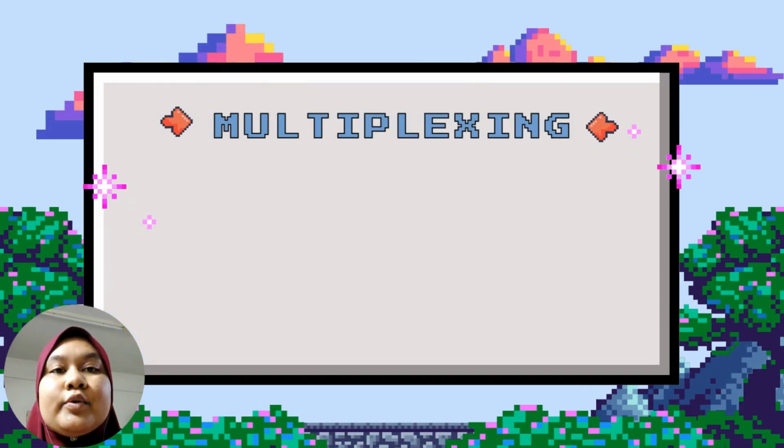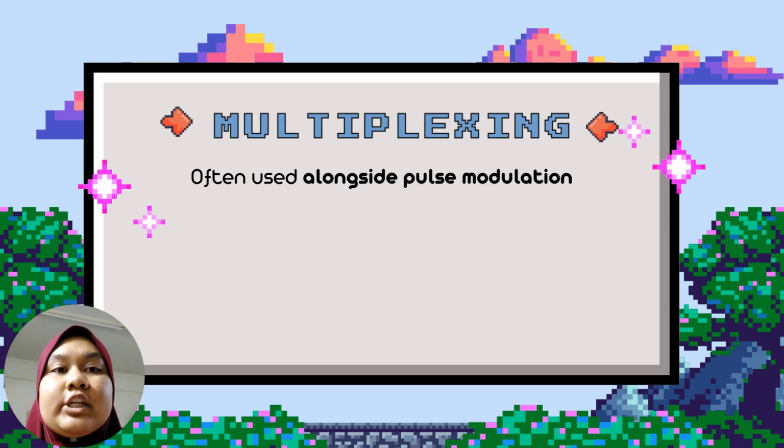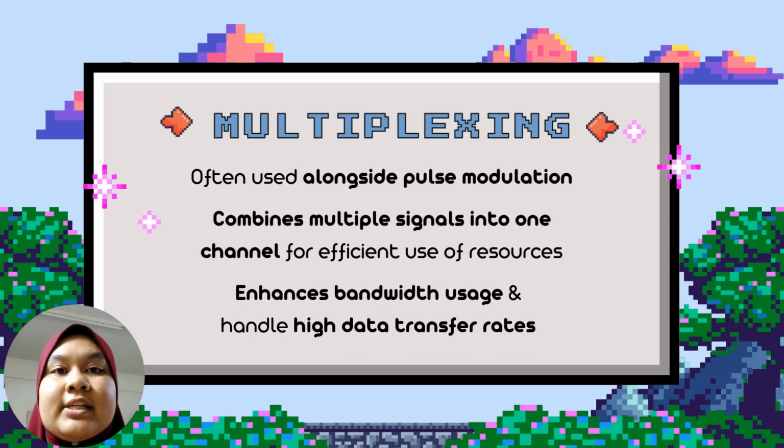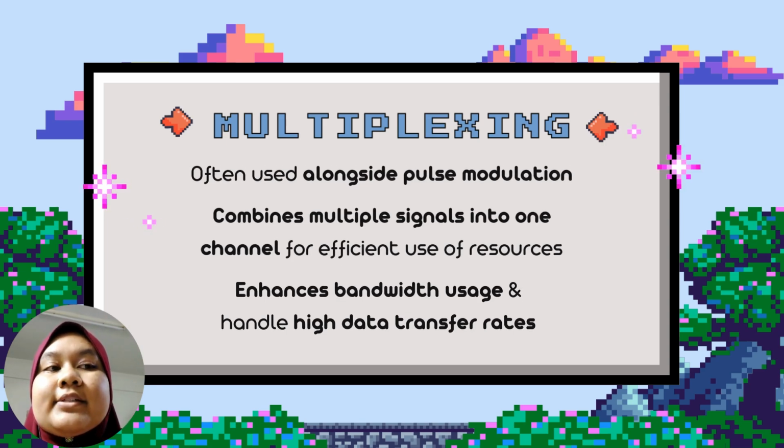Multiplexing, which is another crucial technique, complements pulse modulation by allowing multiple signals to share a single communication channel. This significantly enhances the efficiency of bandwidth usage, especially in systems requiring high data transfer rates.